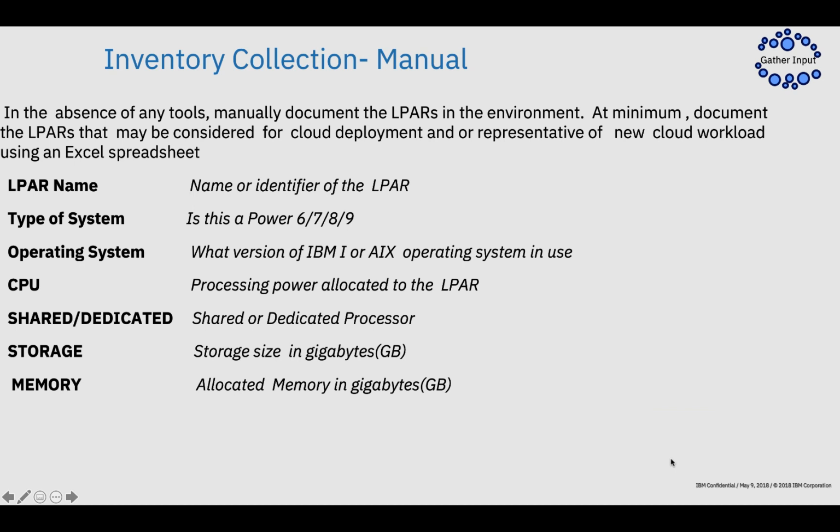The second option is a more manual inventory collection approach. The items listed on this slide, such as the operating system, number of CPUs, storage, and memory, capture the most important specs needed to scope out the environment on the cloud.